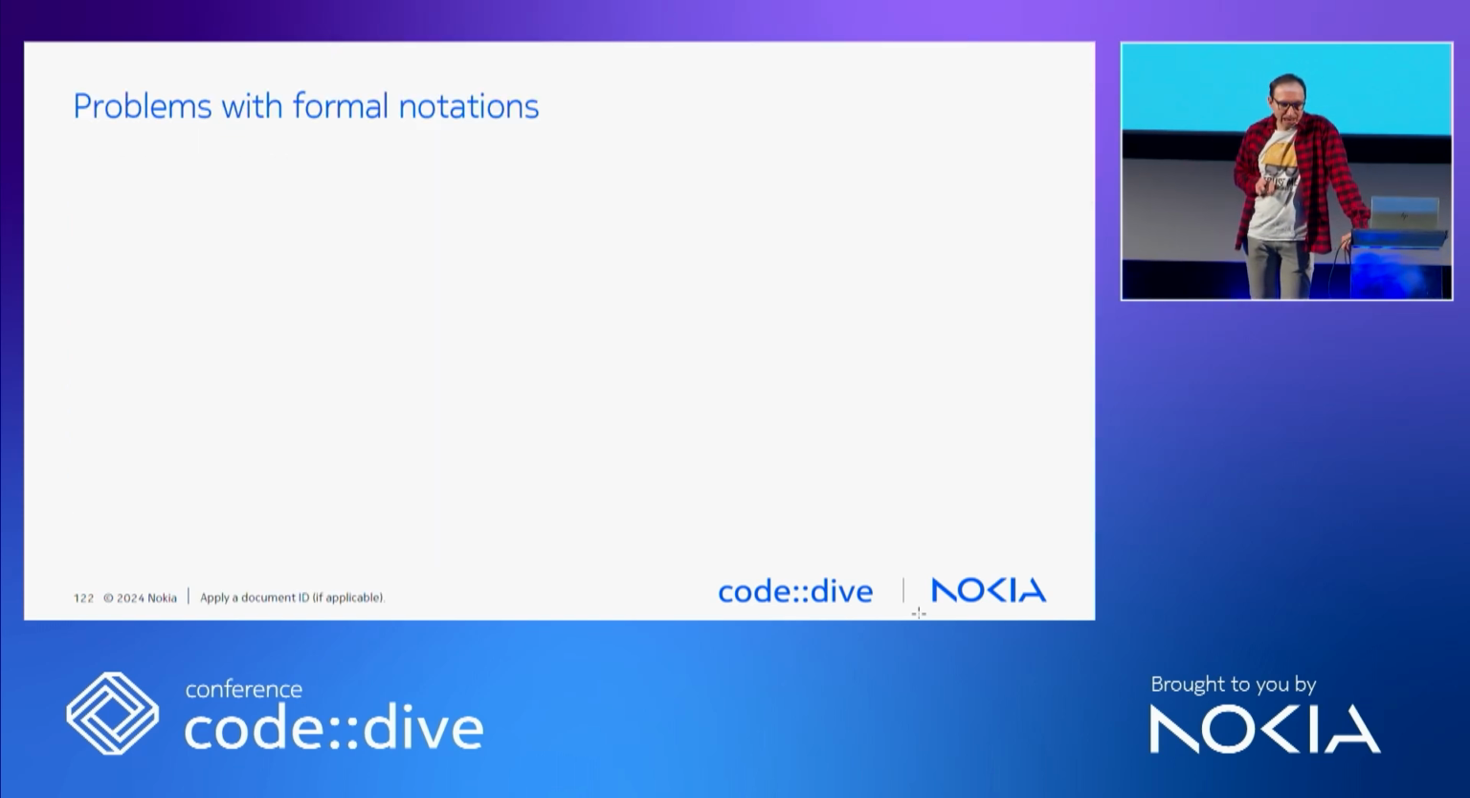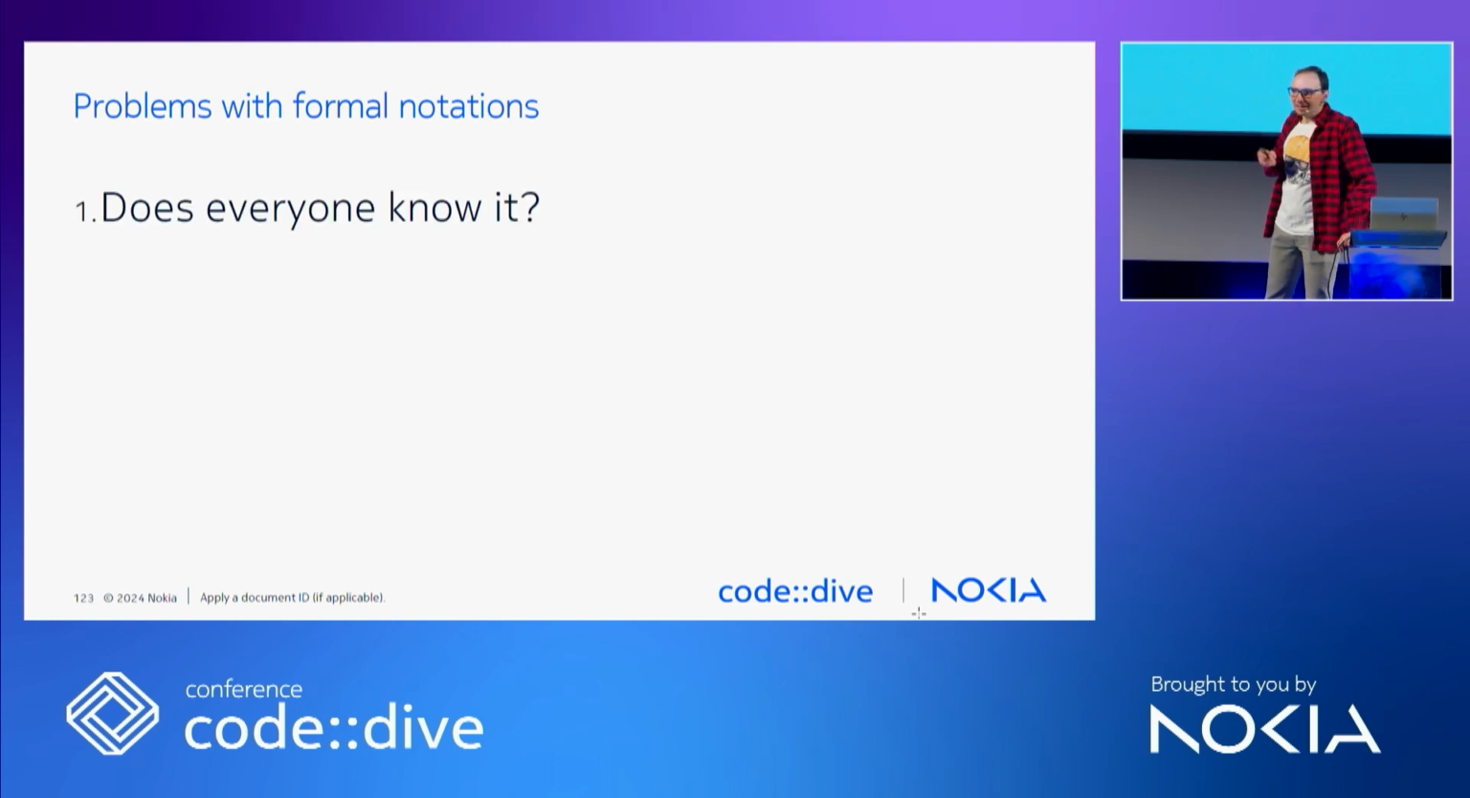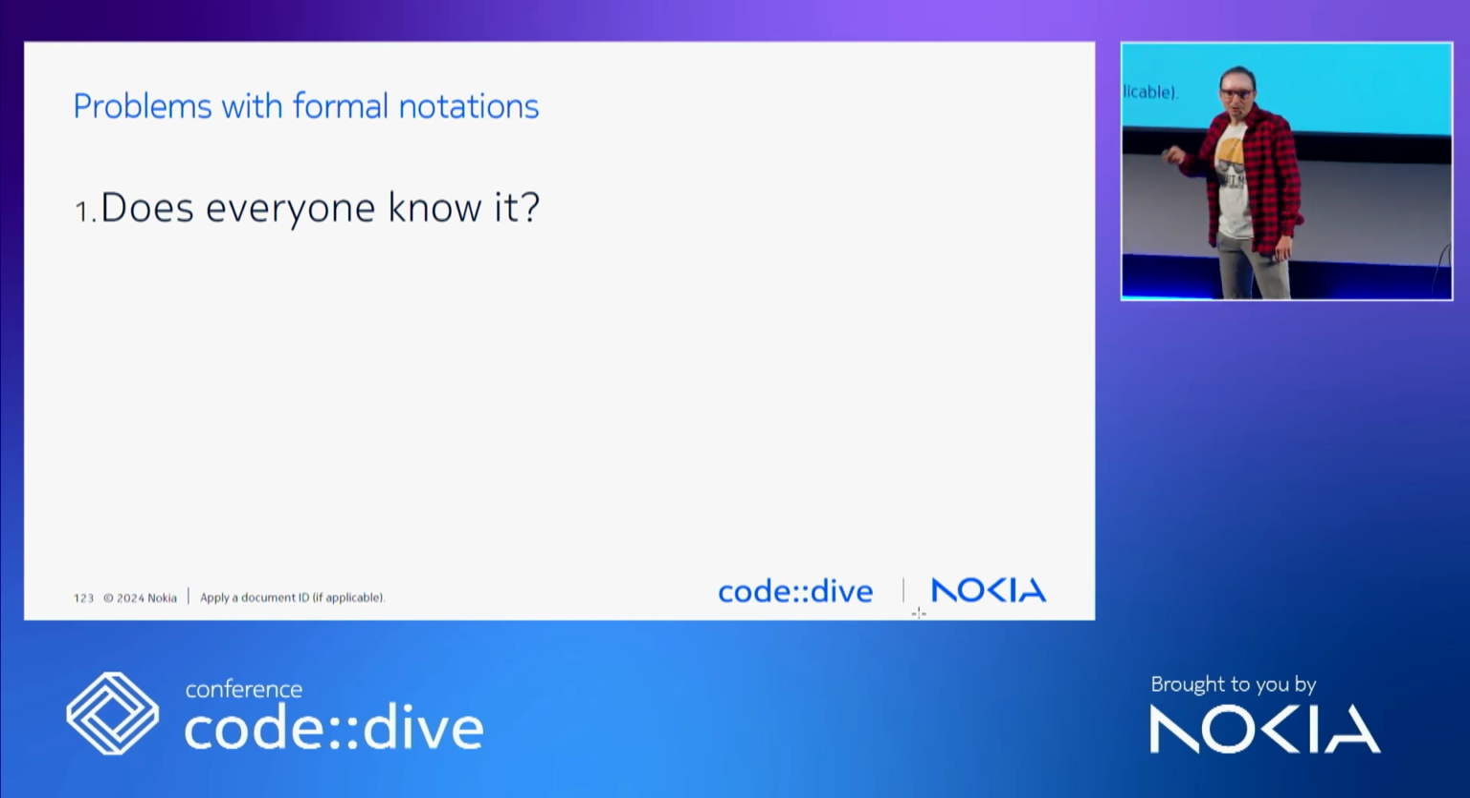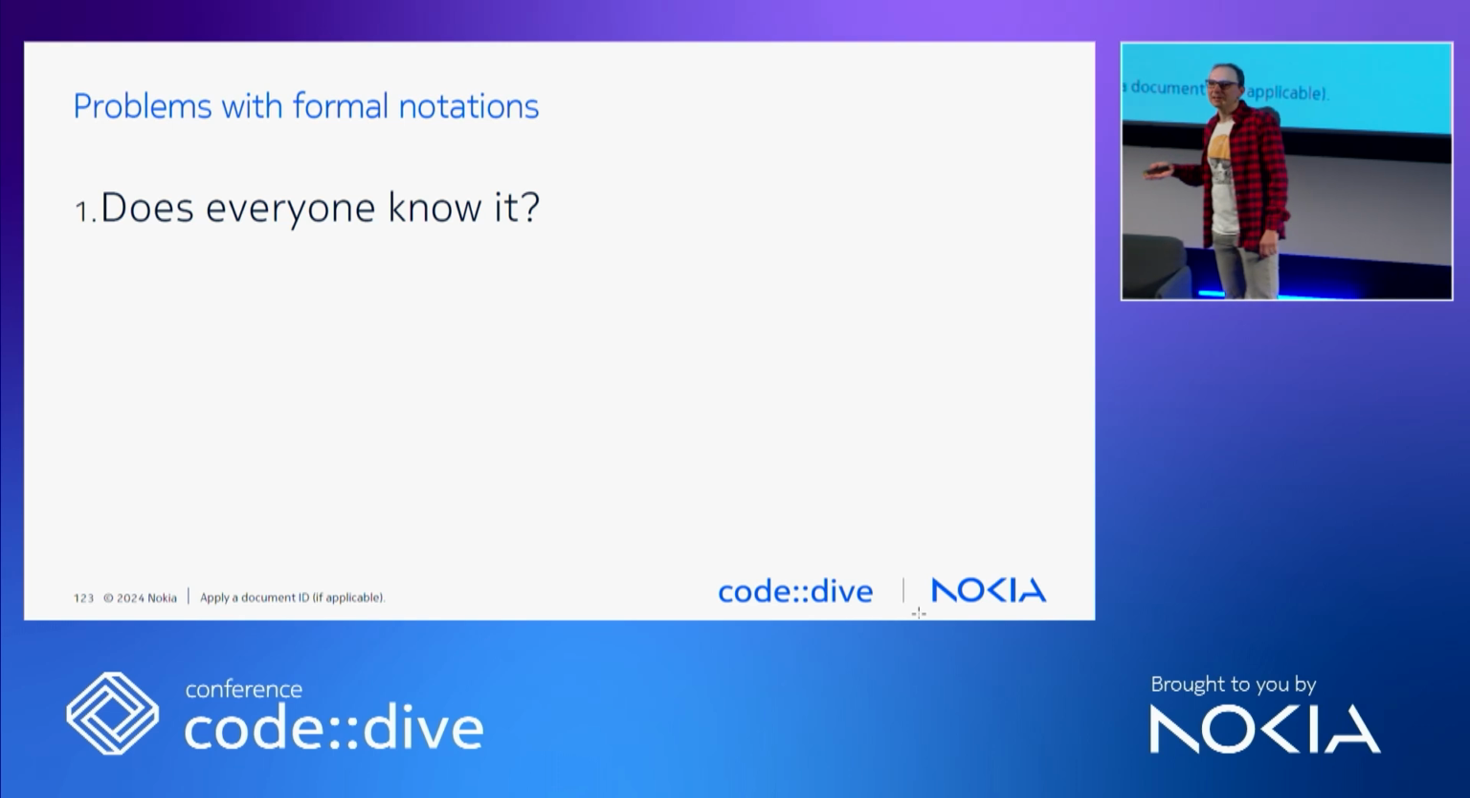So what has happened exemplifies the problems we have with formal notations. Well, first and foremost, does everyone in the room know UML? Because you need UML in order to understand our diagrams. Okay, who of you knows UML?